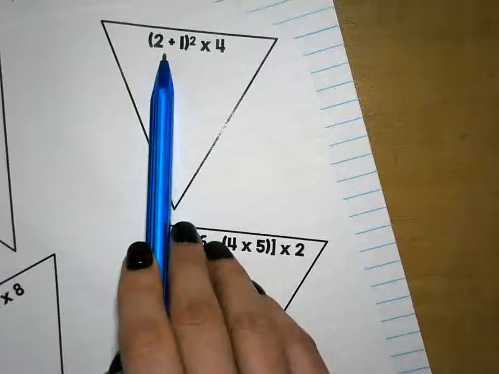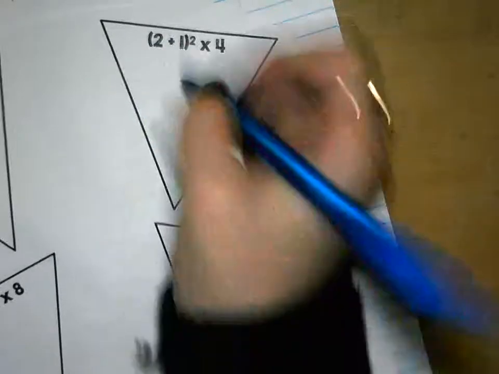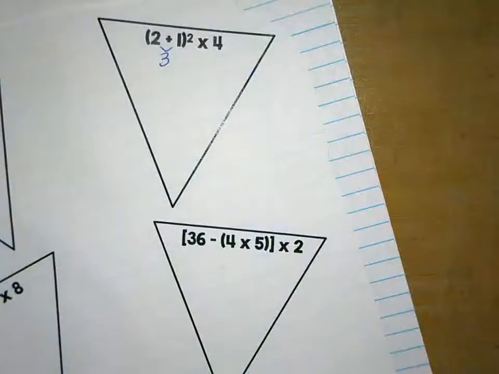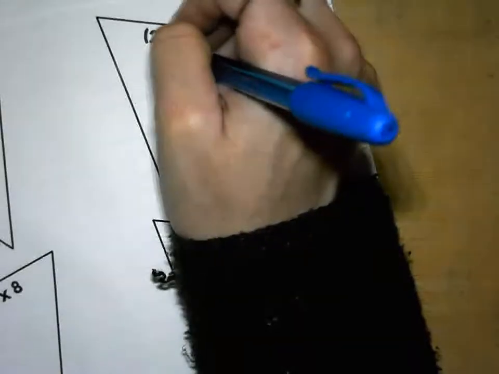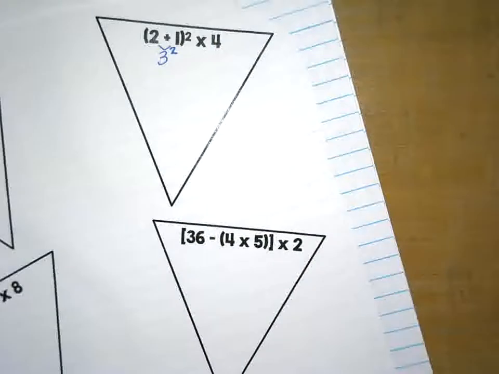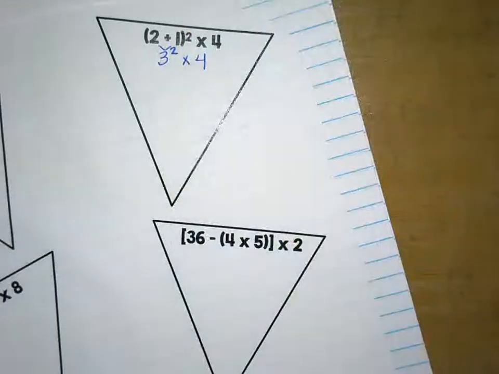Absolutely. What do I have? 2 plus 1. And what is 2 plus 1? 3. So I'm going to bring down my 3 because that's that 2 plus 1. What else do I need to bring down with that 3? I bring down that squared, right? Make sure you keep it a squared and not a 3 times 2 because that'll mess people up. So make sure you keep it a squared and bring down your times 4.